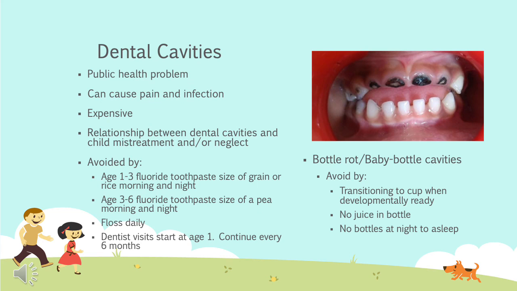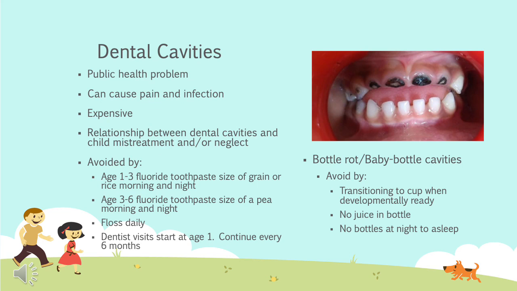Dental cavities can be avoided at age 1 to 3 by using fluoride toothpaste. It's only the size of a grain of rice, and this is morning and night, so 2 times a day. And age 3 to 6, again, still fluoride toothpaste, but it's a pea-size amount in the morning and night, so a little bit larger. And this is because they're spitting. They should make sure that they're spitting out the fluoride toothpaste.